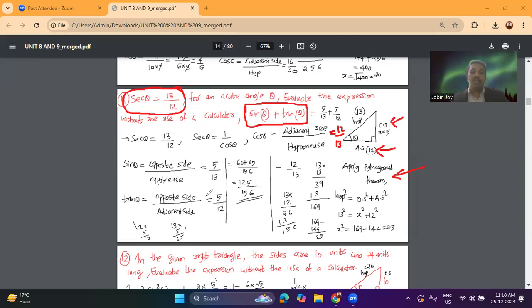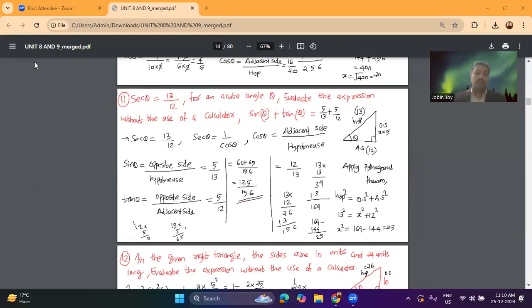Then I will add these two values because the final answer is sine theta plus tan theta. So 5 by 13 plus 5 by 12. I will take 156 as the LCM, so that I will get 60 plus 65. So the final answer is 125 divided by 156. This is the final answer of sine theta plus tan theta.